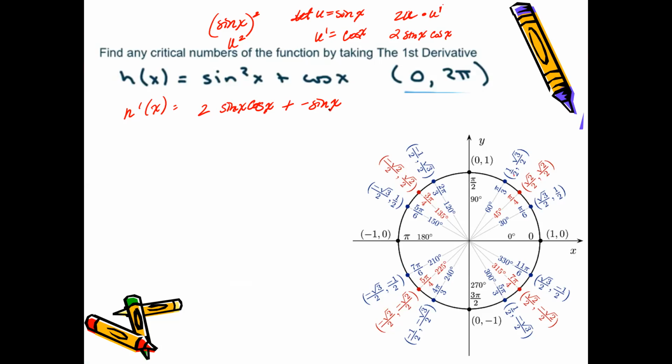If you look at your interval, it's between 0 and 2 pi, so that's the entire unit circle. And looking at this, I am going to set it equal to 0. My goal is to solve for x. Hopefully, I'll be able to set this up so that I have sine x equal to something and cosine x equal to something, and then I can look at my unit circle and figure out what my answer will be.